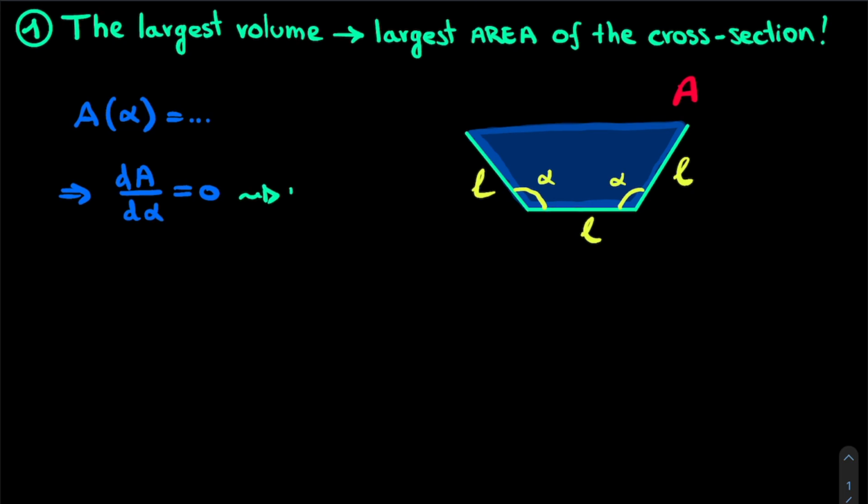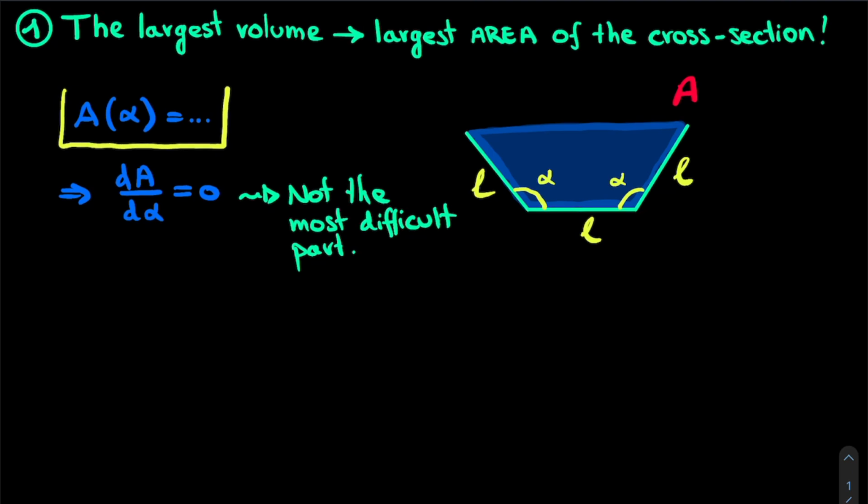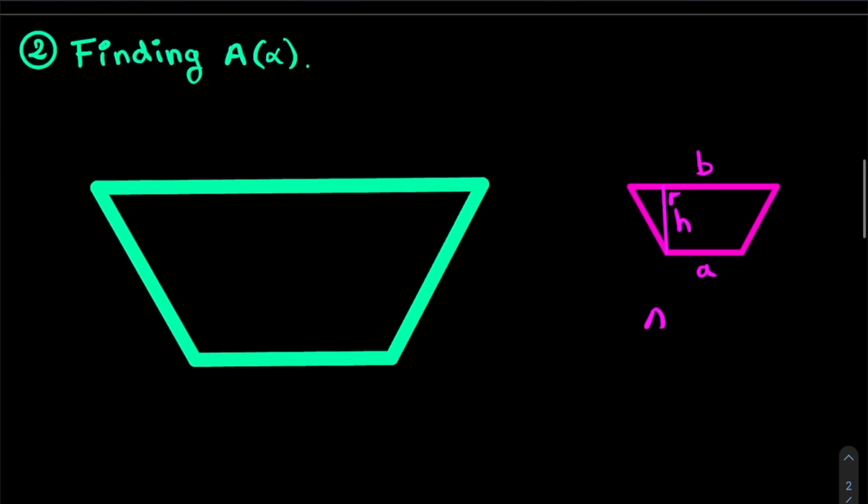However, as is the case for most of these derivative applications, taking this derivative and solving this equation for alpha is not the most difficult part. Instead, it's finding exactly this function that we want to optimize as a function of our variable. In this case, we need to find the area of a trapezoid as a function of this alpha. And that's exactly what we will do in the next step.